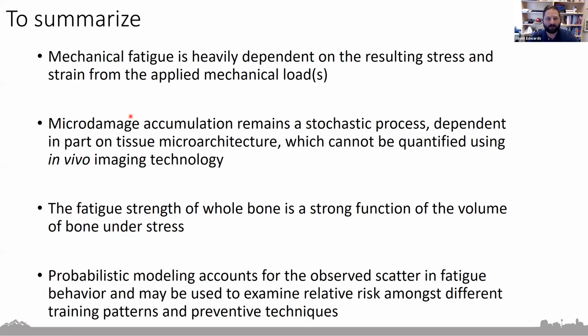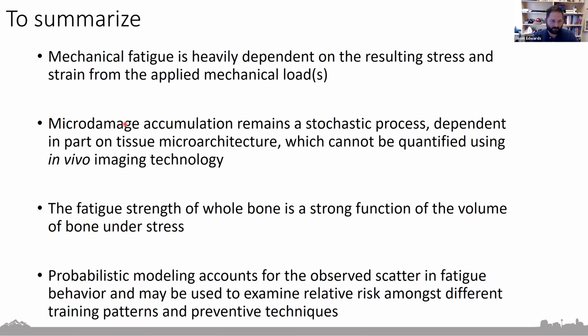Second, microdamage accumulation is a stochastic process. It's hard to predict, but we think that tissue microarchitecture is playing an important role in the fatigue behavior. Unfortunately, in vivo, we cannot use imaging technology to quantify intracortical microarchitecture very well as of yet. The fatigue strength of whole bone is a strong function of the volume of bone under stress. I don't know if this means that larger people would have an increased risk of stress fracture or not.